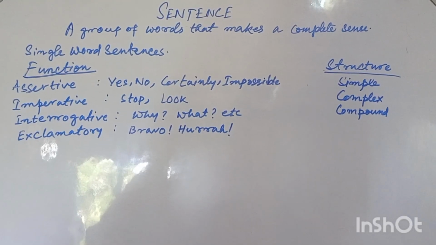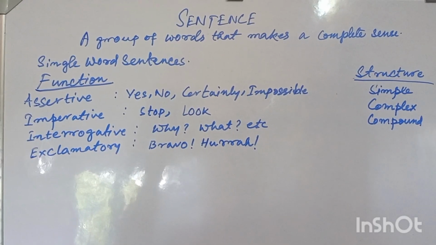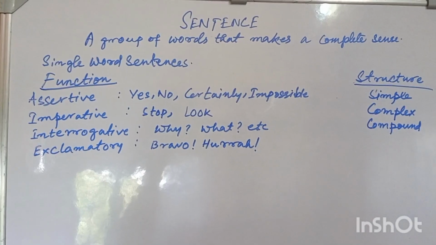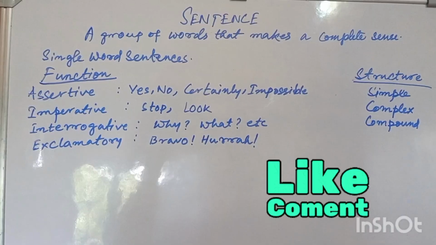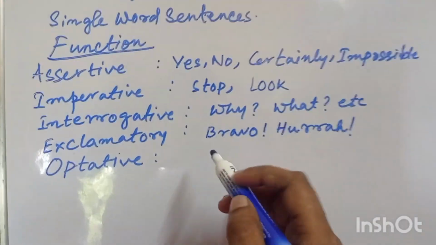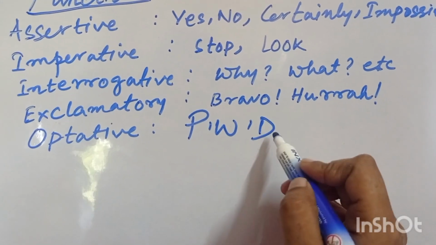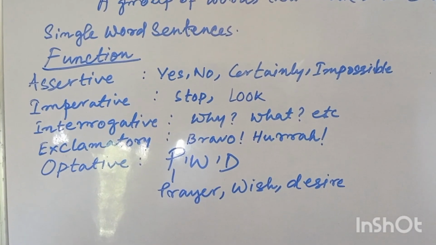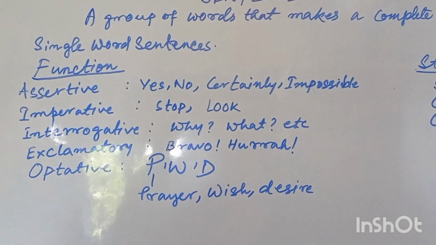So sentences can be divided according to function and according to structure. By function, it can be divided into assertive sentence, imperative sentence, interrogative sentence, exclamatory sentence, and also optative sentence. For optative sentence we will remember a mnemonic, that is PWD. P, W and D stand for prayer, wish and desire, and that is why optative sentences are also called desire sentences.